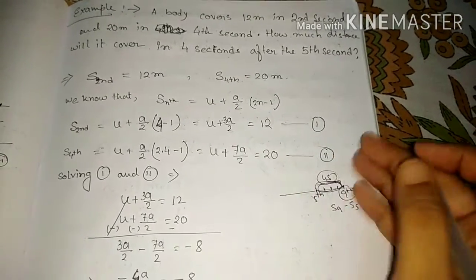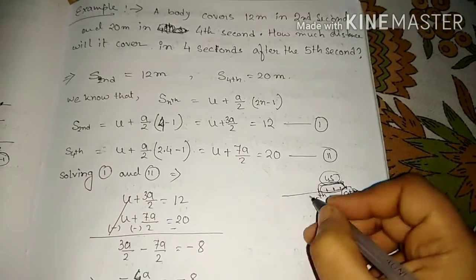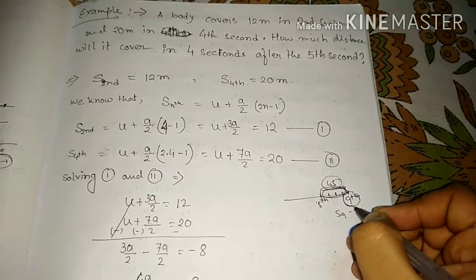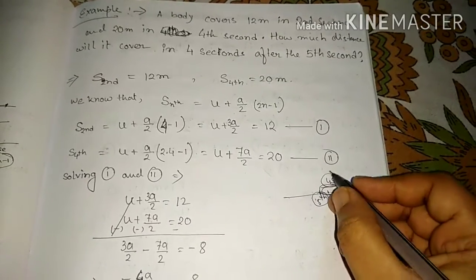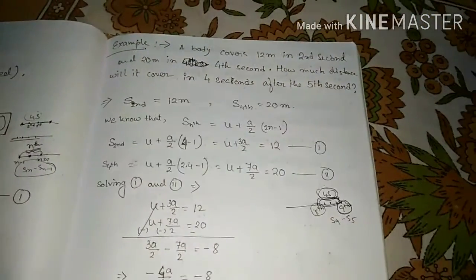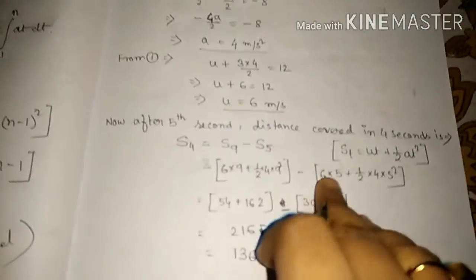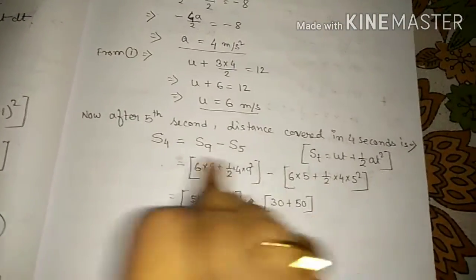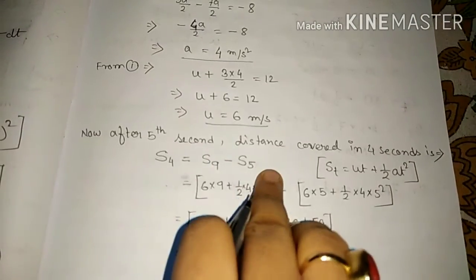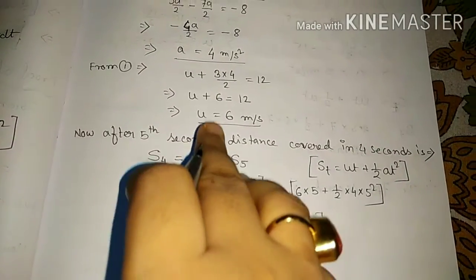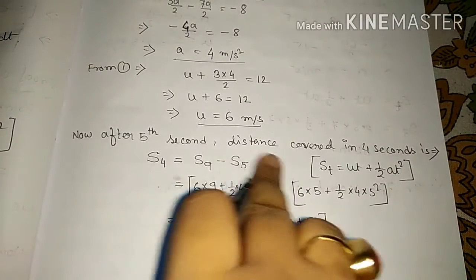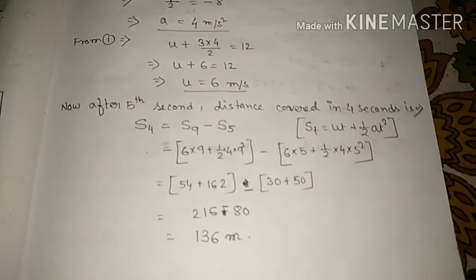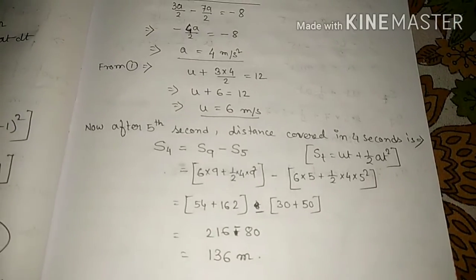After 4 seconds, that means up to the 9th. So if we subtract the 5th second distance from the 9th second distance, we get how much distance it covers in 4 seconds. So we use the second equation of motion, ut plus half at square, for S9 minus S5. We put the values of u and a, and t equals 9 for the first and 5 for the second. So we have 136 meters.